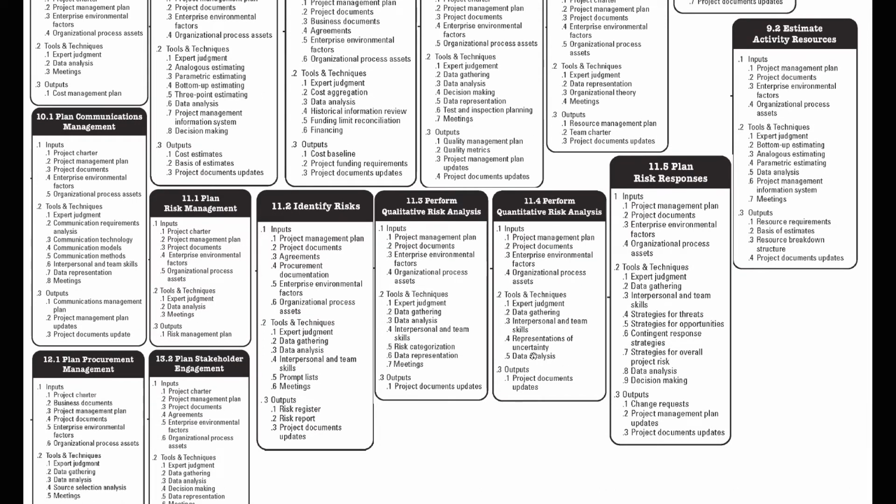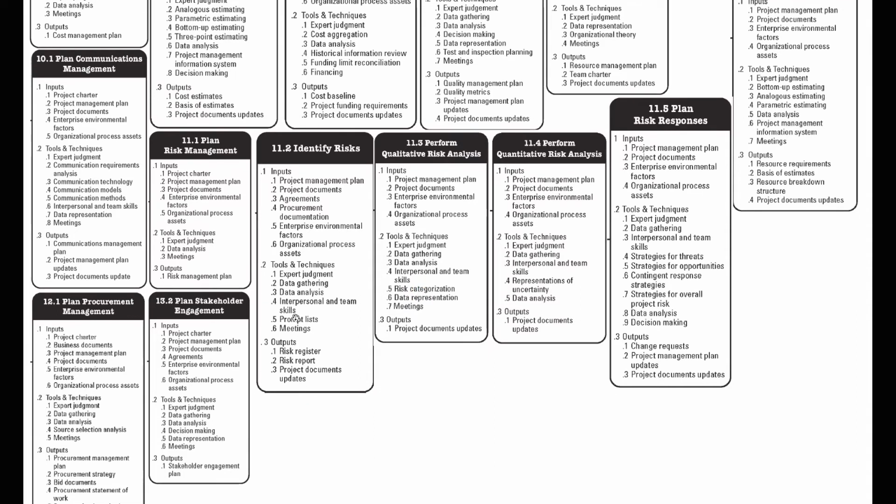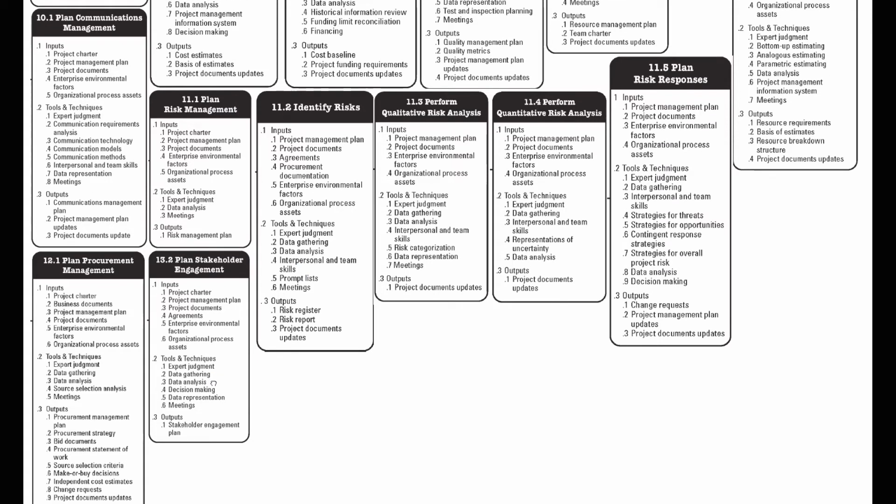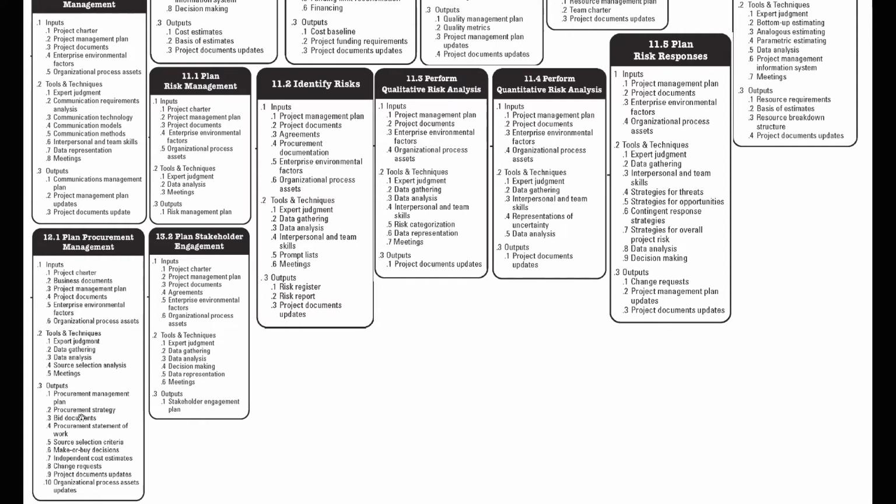Quantitative, we have representation of uncertainty, where we will use decision tree or other diagrams. Qualitative risk analysis, we have risk categorization: low, medium, and high. Identify risk, we have prompt list. Stakeholder engagement, we have again data representation and stakeholder analysis. Most importantly, when you perform the stakeholder analysis, identify stakeholders to find out whether they are unaware, resistant, neutral, supportive, or leading. Procurement management, if you look at the tools and techniques, we have source selection criteria. These are the unique inputs.